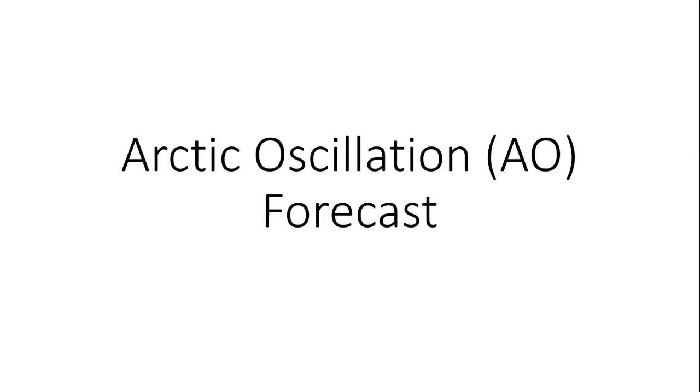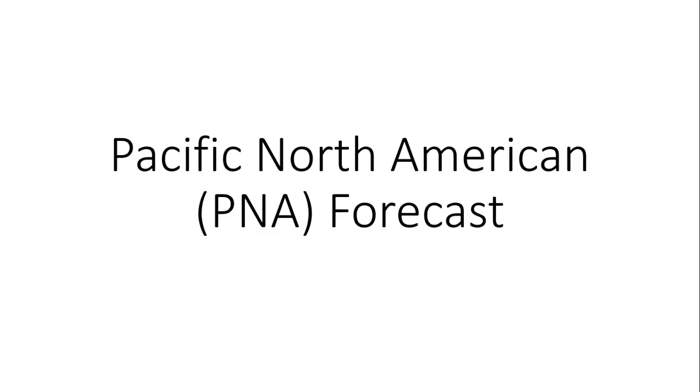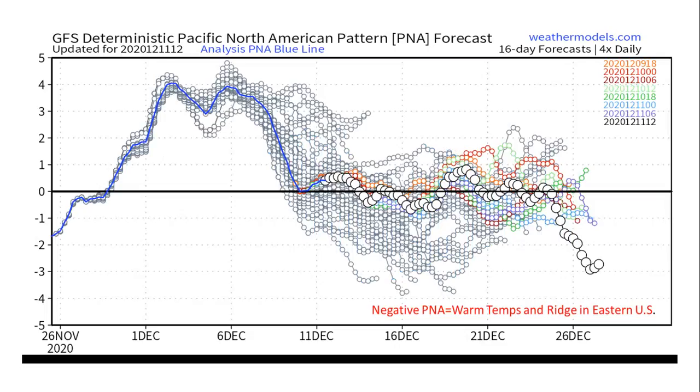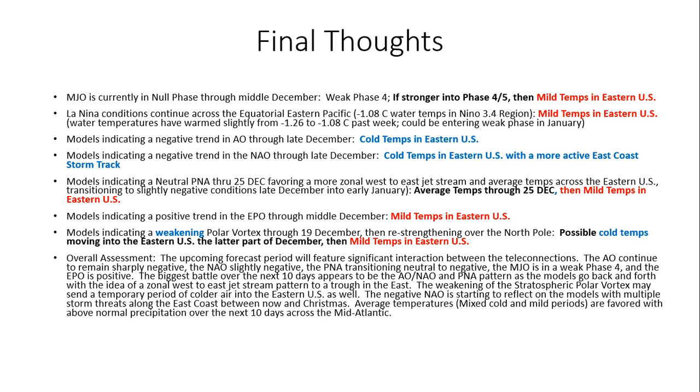If that does amplify or become stronger in those milder phases, then we definitely could have an MJO factor into the upcoming forecast, the medium and long range. Right, so that's the status with the MJO. Right now, null phase, so not really influencing our temperatures, but again, if stronger, then we could be looking at milder temperatures. La Nina conditions do continue.